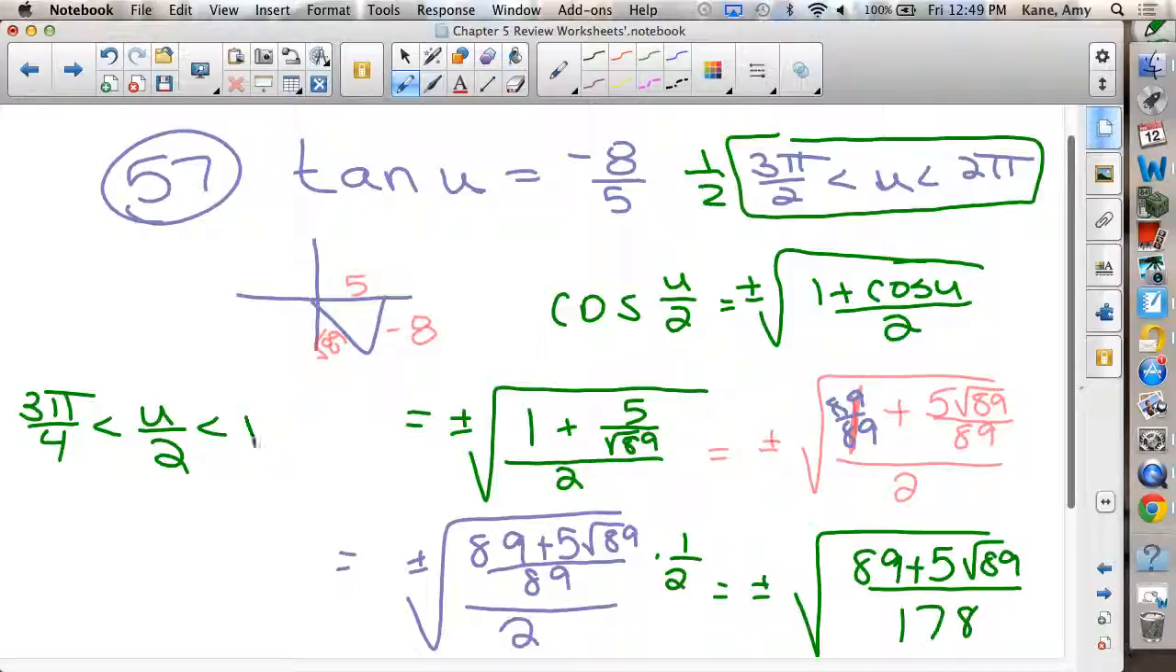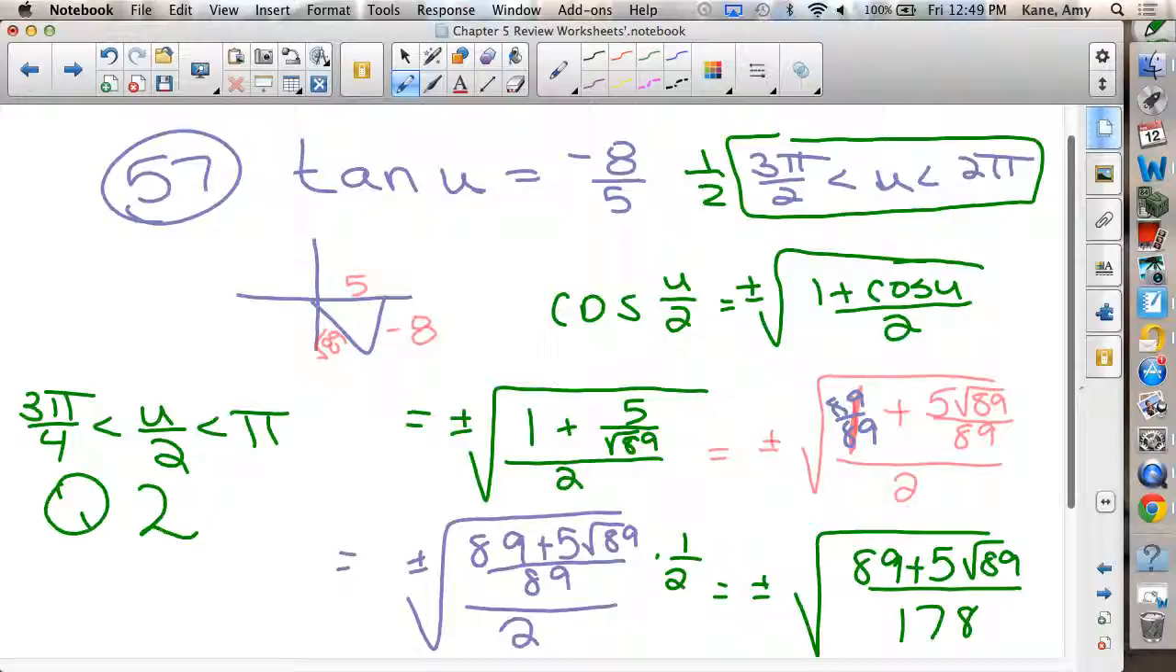2 pi. So Abigail, 3 pi over 2 to 2 pi is what quadrant? That would be a 4. It was in the fourth quadrant. So think, where's 3 pi over 4? What quadrant? Third. How about the second? So 3 pi over 4 is in the second quadrant, 2 pi, which stops the second quadrant.